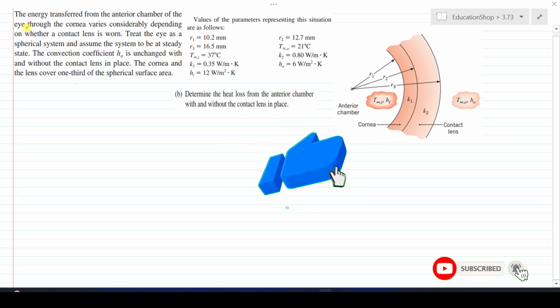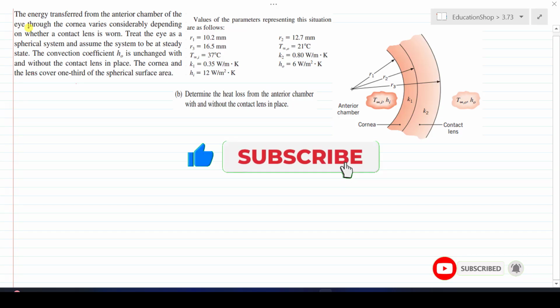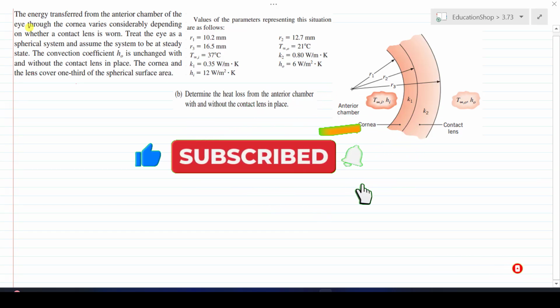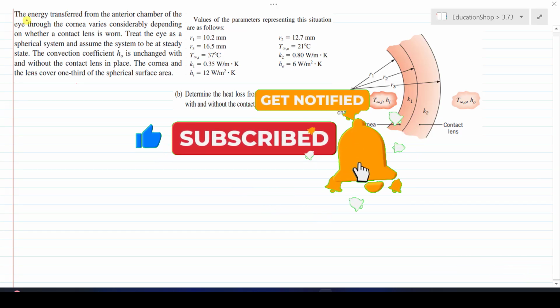In this video, we solve problem 3.73 from the book Fundamentals of Heat and Mass Transfer by Incropera, 7th edition. Here is the statement of the problem.